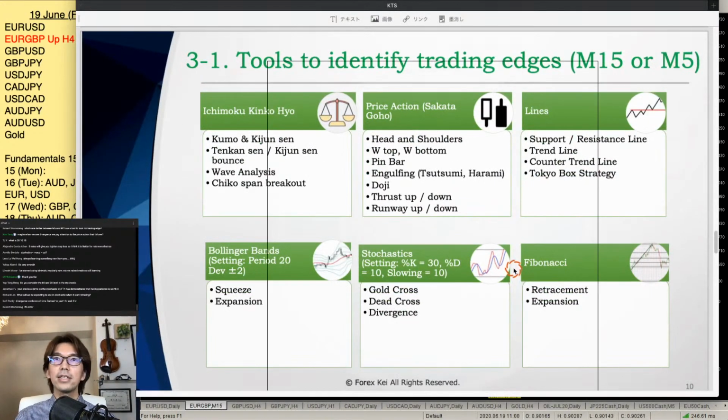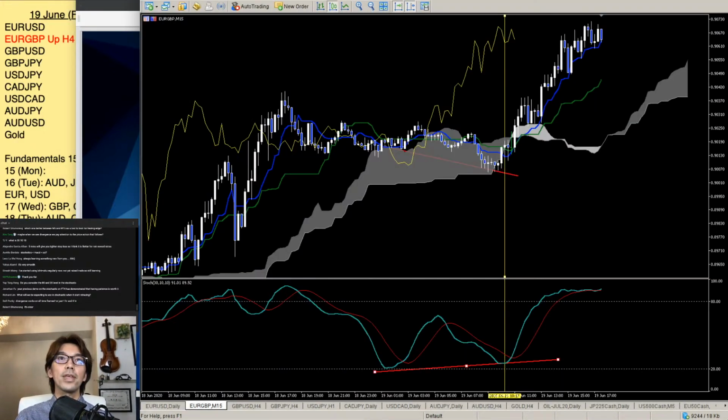Let me show you again. My setting of the stochastics is percent K is 30, percent D is 10, and slowing is 10. And that's why it says 30-10-10 over here.